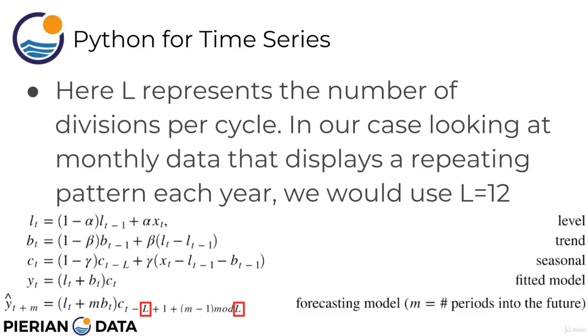And then we can also then build a forecasting model off of this using this kind of semi-complex equation where we're using this capital L as a representative of the number of divisions per cycle, because that's the way the math works out due to the way Winters built out that seasonal component. All right, so coming up next, let's go ahead and explore how we can actually use statsmodels to build out Holt-Winters method and build a model that will fit a current time series.